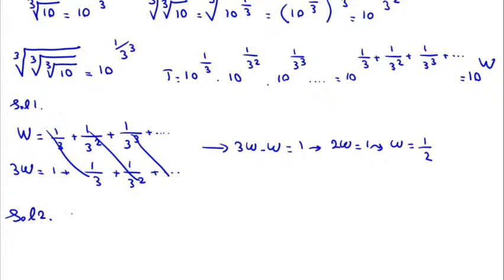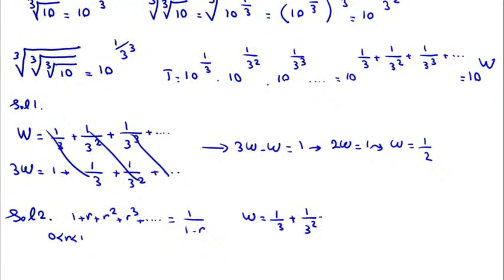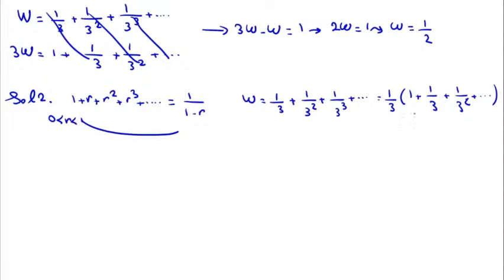Solution number 2, if I want to use an identity, we have a famous identity that 1 plus R plus R squared plus R cubed, and so on, for the case that R is between 0 and 1, is 1 over 1 minus R. Now, if I want to apply this identity, I want to calculate 1 over 3 plus 1 over 3 squared plus 1 over 3 cubed, and so on. Then I factor out 1 over 3, it will be 1 over 3 times 1 plus 1 over 3 plus 1 over 3 squared, and so on. So I use the identity here. In this case, R is 1 over 3, which is between 0 and 1.